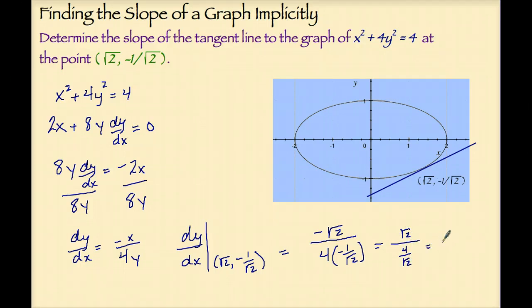Since this is a complex fraction, this can become the square root of 2 times the reciprocal of this fraction, square root of 2 over 4. The square root of 2 times the square root of 2 is 2 over 4, which reduces to 1/2. Therefore, the slope of the line tangent to this curve at the point square root of 2 comma negative 1 over square root of 2 is 1/2.